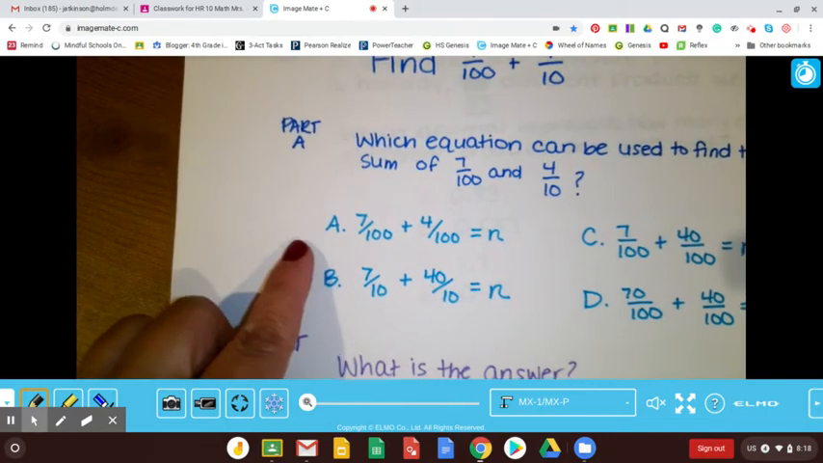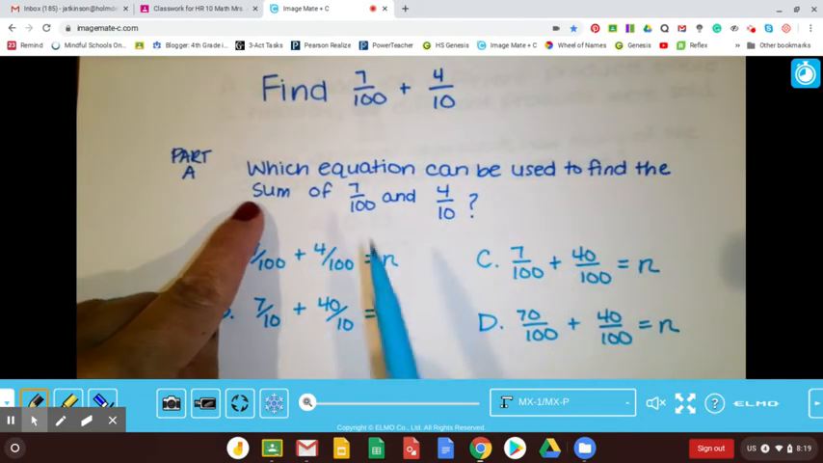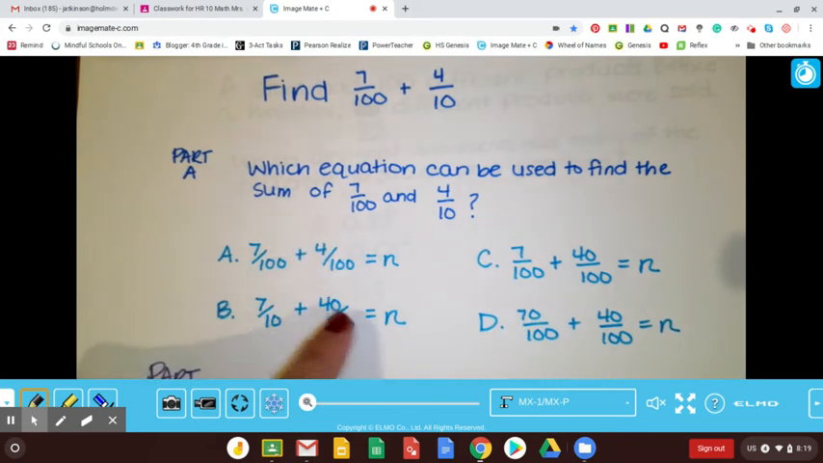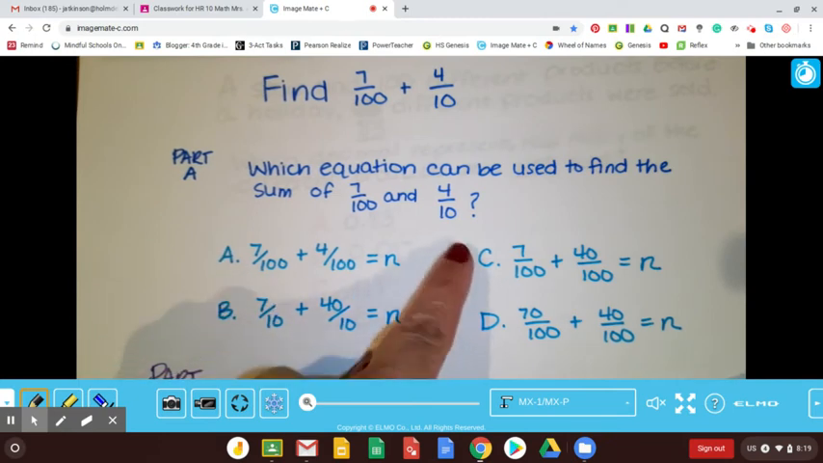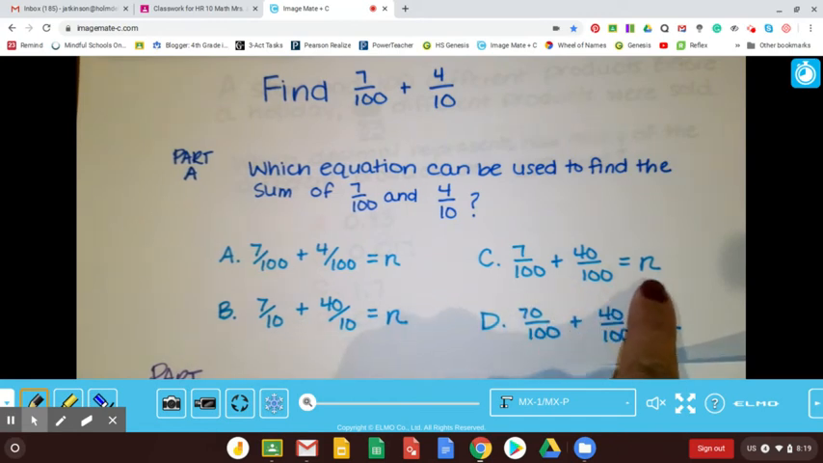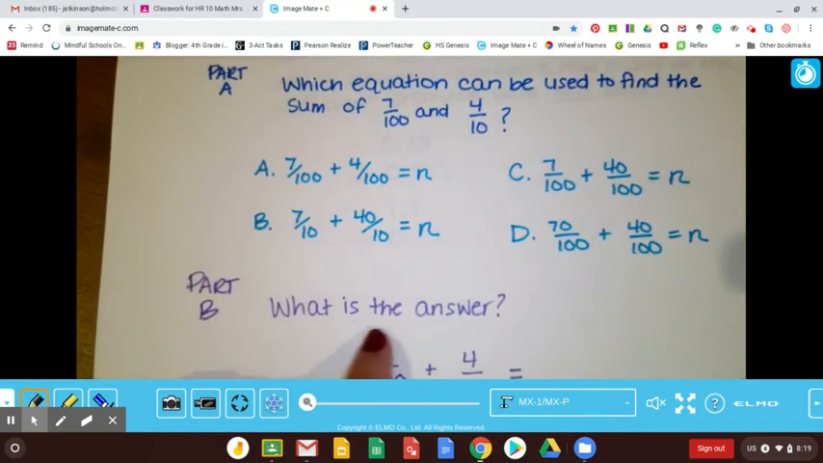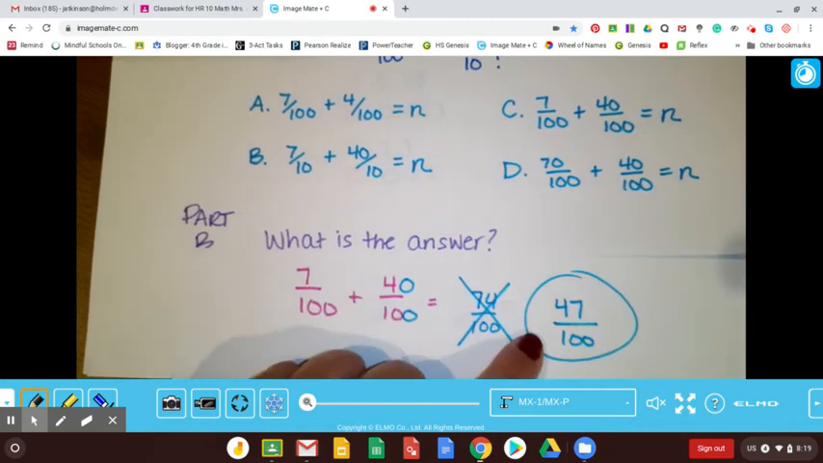All right. So we found the answer, but really that wasn't even the question. The question was, which equation can be used to find the sum of 7/100ths and 4/10ths? But when we were doing our answer, we kind of did that. So let's look for that. We're looking for 7/100ths plus 40/100ths. And if I look at all of these choices, here is my winner. 7/100ths plus 40/100ths equals n, which is the number we're looking for, our variable. And then part B just says what's the answer. So if you were going to add those up, we would get 47/100ths.